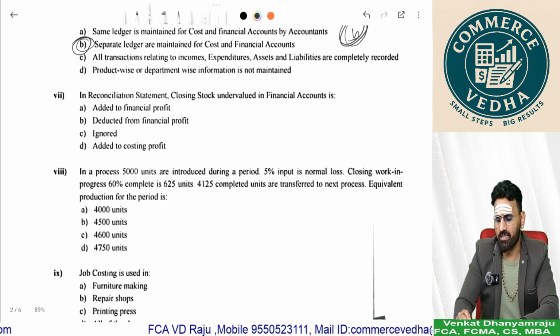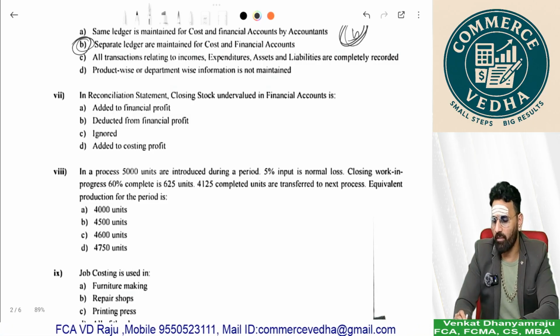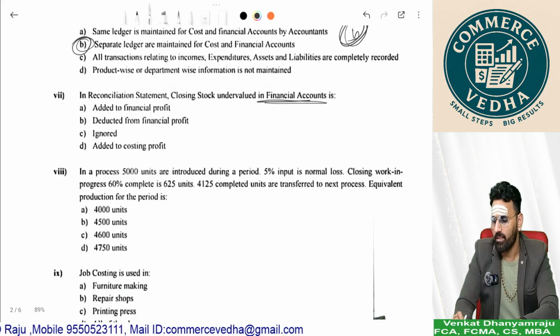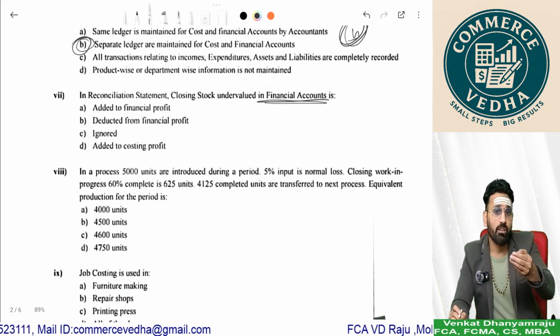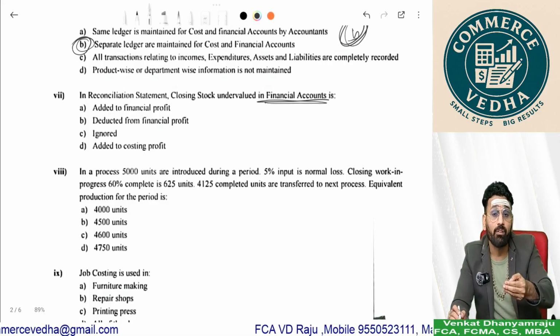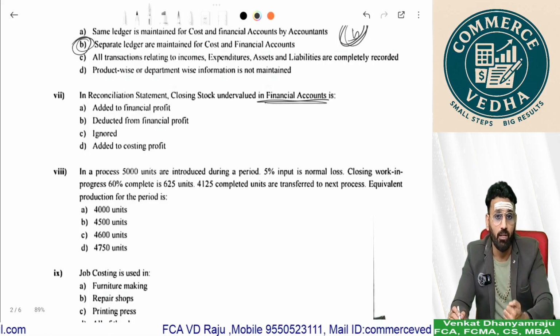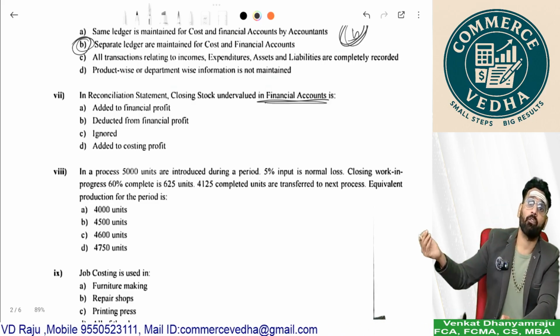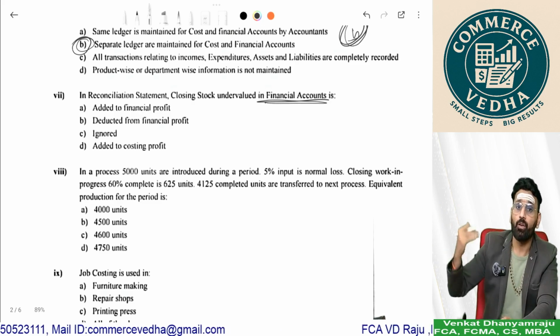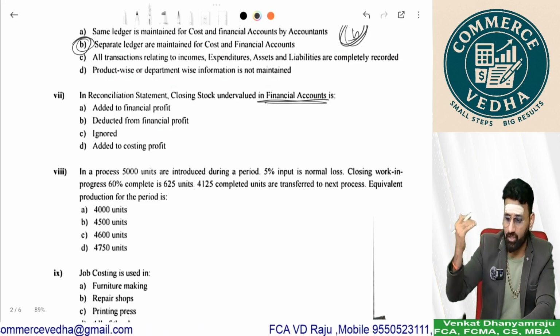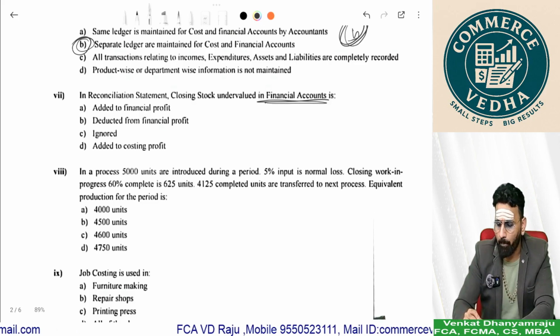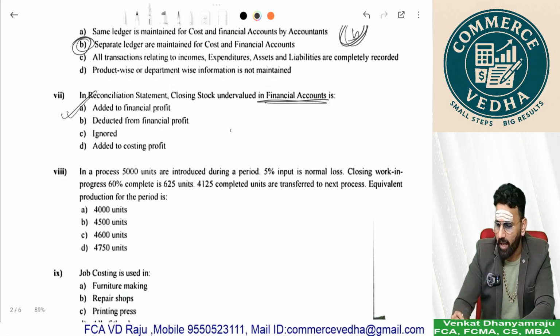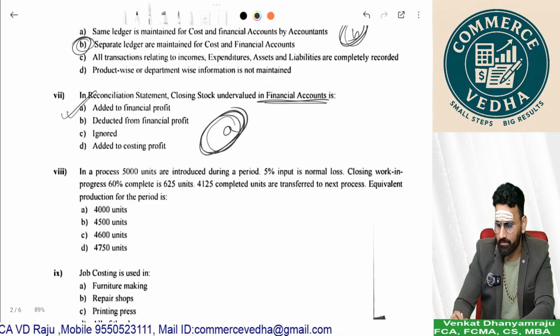In reconciliation statement, closing stock undervalued in financial accounts. Generally what happens, if closing stock is undervalued, financial profit shows less, whereas cost profit shows more. To reconcile, we should increase the financial profit. So the perfect answer is A, added to financial profit.